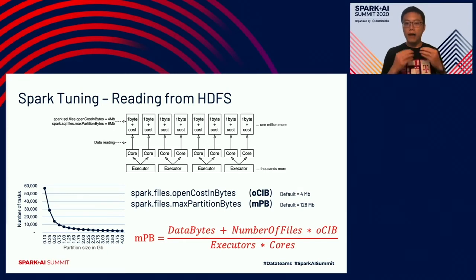Fortunately, we found a formula that can calculate the ideal partition size. It involves data size, number of files, number of directories, number of executors, and number of cores. Apply all of those parameters into this formula. From the above example, you will have a partition size of about 2 gigs and 2,000 tasks, a much more reasonable number.